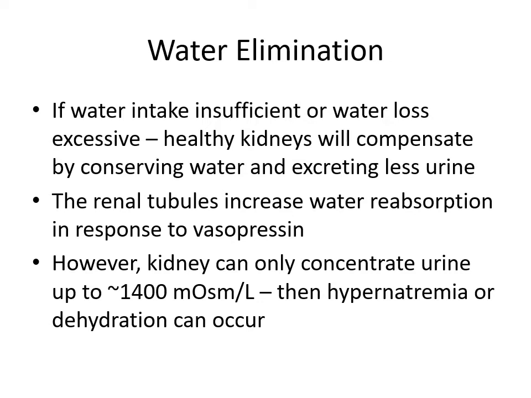Looking at water elimination, if water intake is insufficient or water loss is excessive, then healthy kidneys will compensate by conserving water and excreting less urine. The renal tubules increase water reabsorption in response to vasopressin. However, the kidneys can only concentrate urine up to approximately 1,400 milliosmoles, and then hypernatremia or dehydration can occur. So imagine, if normal is 300, then 1,400 is about 4.5 times normal, as it is the concentration of urine compared to other bodily fluids.